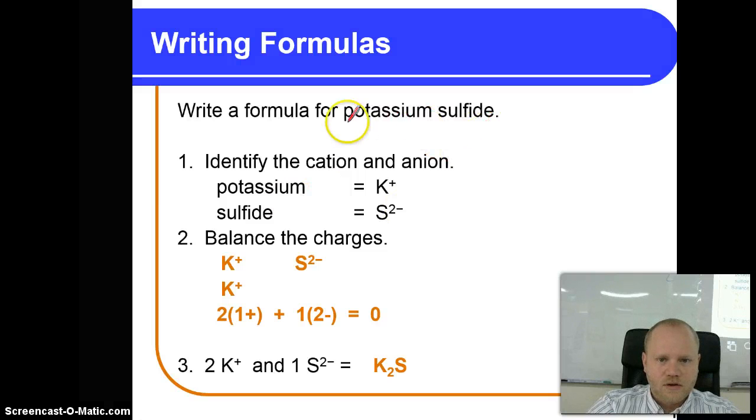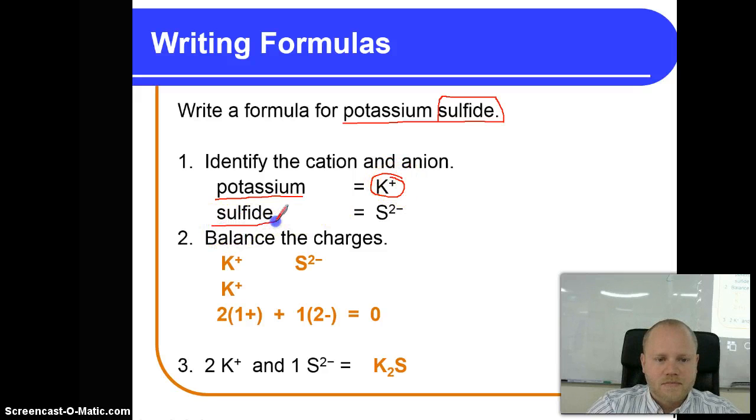So given the name here, potassium sulfide. Be careful with this one because there's also some polyatomic ions with similar names, sulfate and sulfite. So sulfide, anything that ends in IDE is typically a single atom ion. So potassium sulfide. So first we want to write potassium as an atomic symbol with its charge. So K, and since it's in group 1, we know it has a +1 charge.